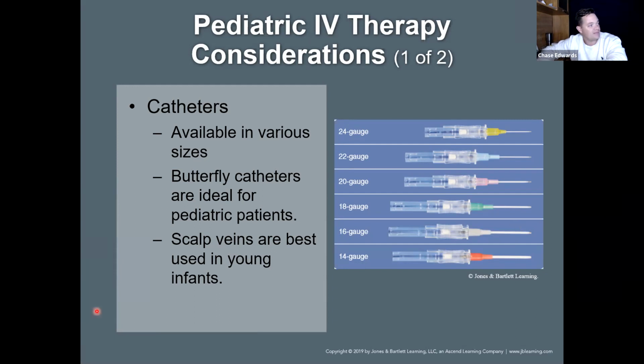Oh, look at that. Scalp veins are best used in young infants. There's a couple reasons. They're not going to grab at it, since they can't reach the top of their head a lot of times, and everything else is easy to tape off. It's easy to see. It's easy to get a hold of.